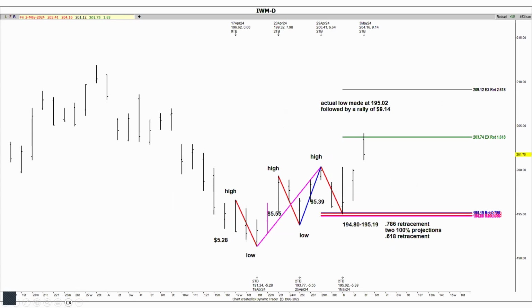Another example, this is in WM, where I measured this one, 528, projected both of those from possible support. We also found a 618 retracement of the low to the high, and then a 786 retracement of the higher low to the high. That gave us a zone of 194.80 to 195.19. The actual low was made at 195.02, which was directly within the zone. It hit, it held, it triggered, and the rally at that time was $9.14.